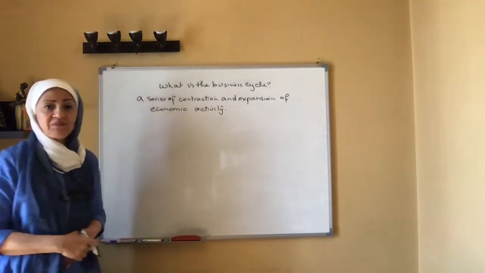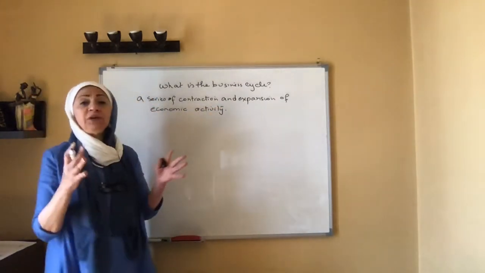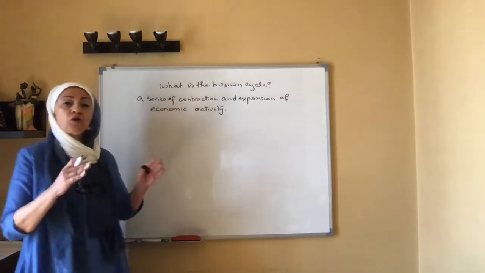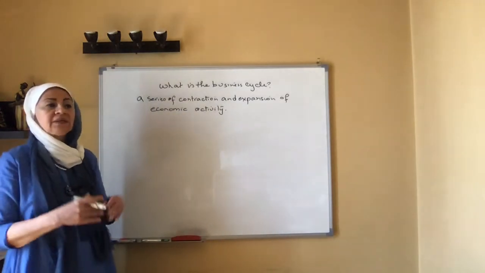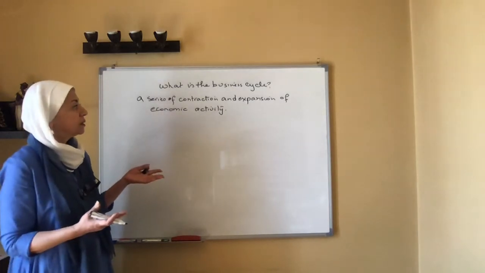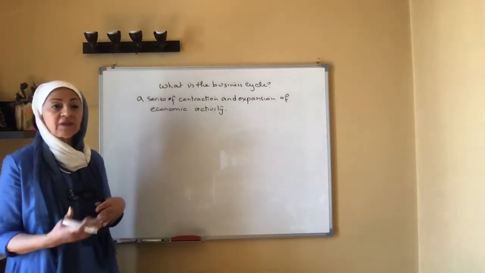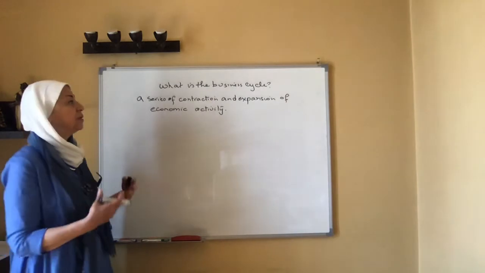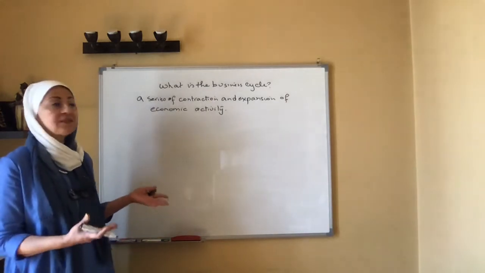So what does that mean? Contraction, a decrease in production, a slowdown in production. Some businesses shut down. Expansion is the opposite, an increase in production, increase in factories, businesses, and so on.